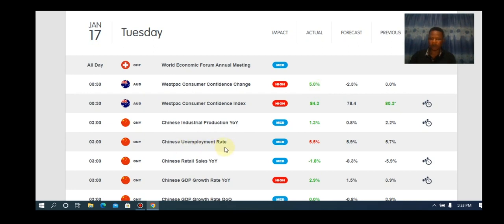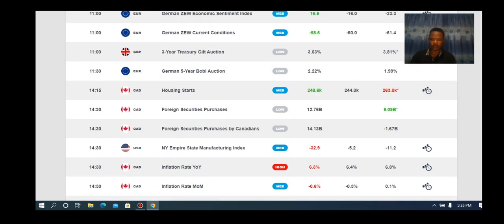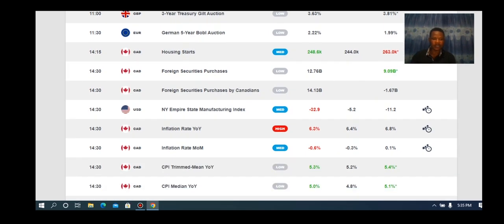For Chinese unemployment rates, previous was 5.7, forecast 5.9 and actual 5.5. It's a bad report. That's why it shows red. British unemployment rates, previous was 3.7%, forecast is 3.7% and actual is 3.7%. That means constant.